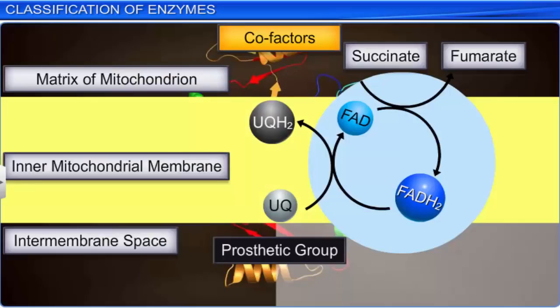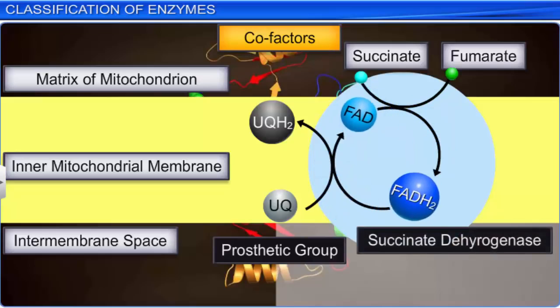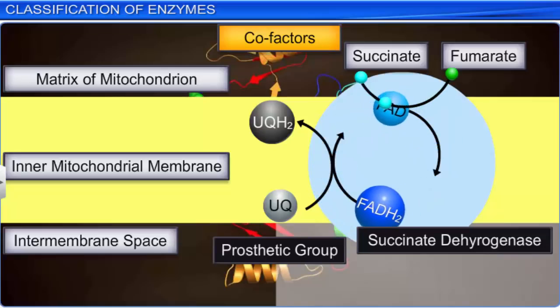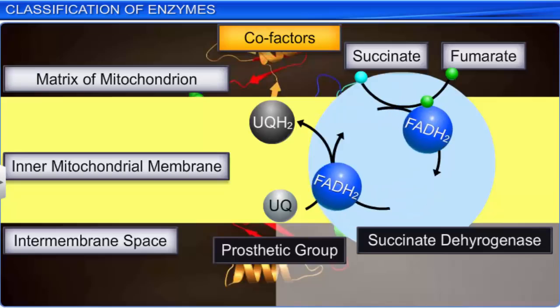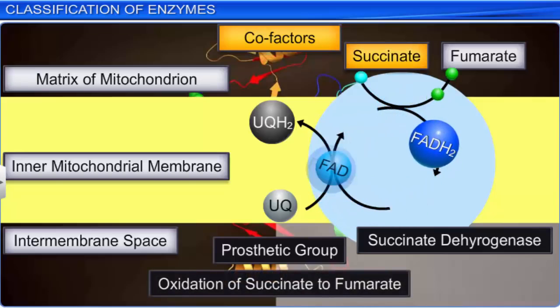Prosthetic groups are organic compounds that are tightly bound to the apoenzyme. For example, in the enzyme complex succinate dehydrogenase, FAD of flavin adenine dinucleotide is a prosthetic group that oxidizes succinate to fumarate in the 8th step of the citric acid cycle.